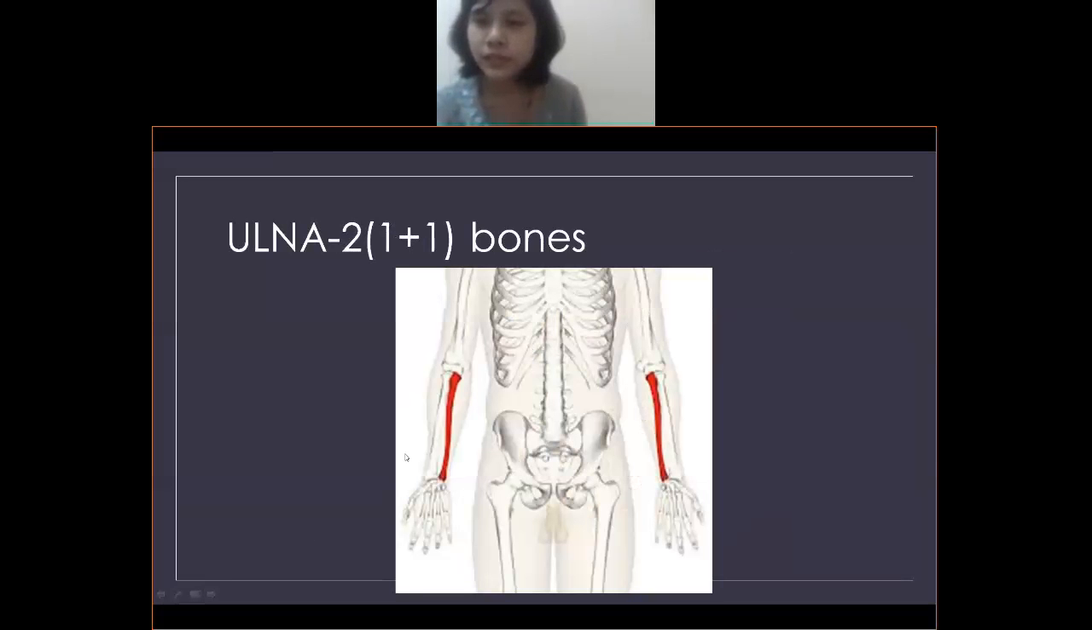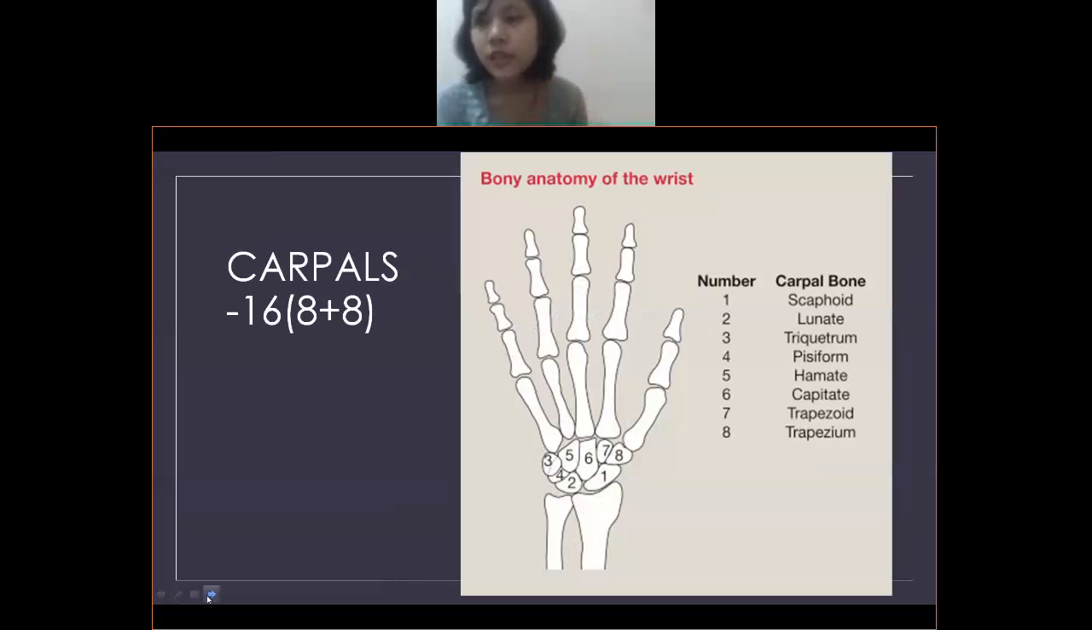Next is your ulna. This is on your little finger side. So how many do you have? One, two. Two bones you have. Two ulna you have.